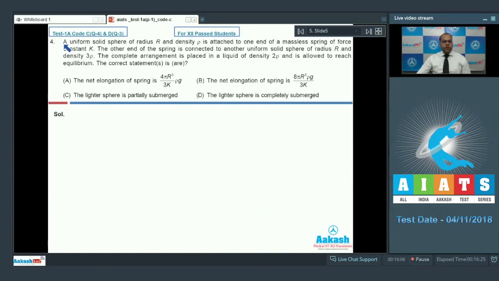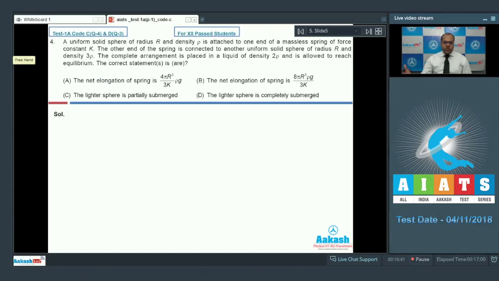In question number 4, a uniform solid sphere of radius r and density rho is attached to one end of a massless spring of force constant K. The other end of the spring is connected to another uniform solid sphere of radius r and density 3 rho. So one sphere has density rho and the other sphere has density 3 rho. The complete arrangement is placed in a liquid of density 2 rho and is allowed to reach equilibrium. Then we have to check the validity of these statements.